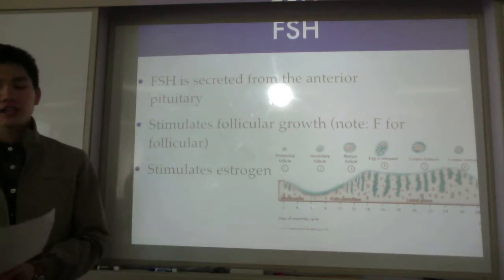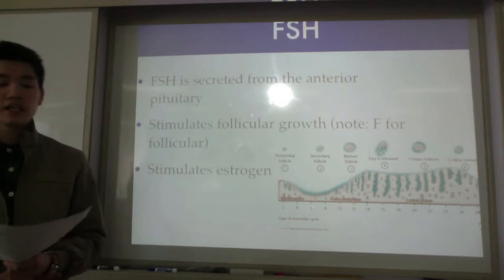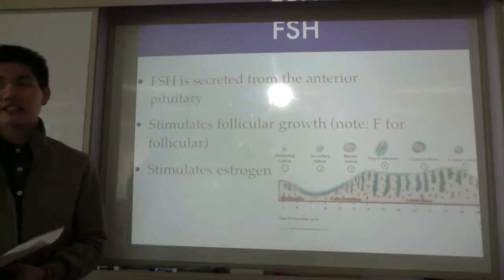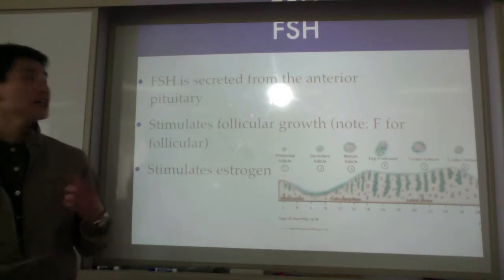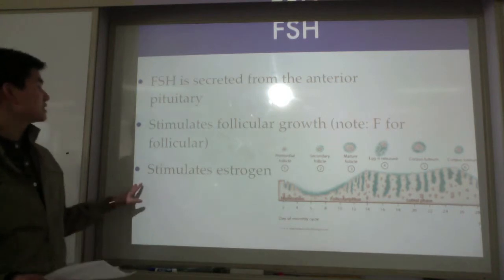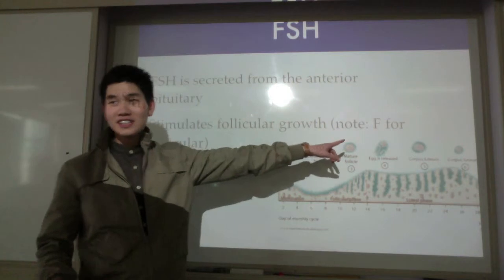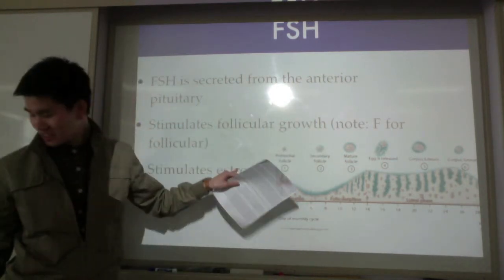Follicles are fluid-filled cavities that are stored in your ovaries. Each follicle contains one underdeveloped egg, and the FSH stimulates a number of follicles to develop and to start producing the hormone estrogen. So if you want to remember what FSH is, you can just remember that F stands for follicular. Now, I said it stimulates estrogen, so let's move on to that.